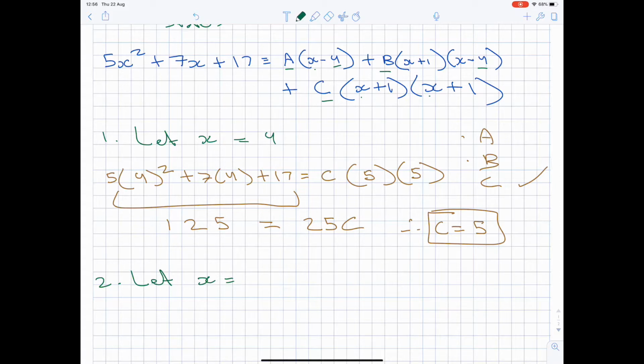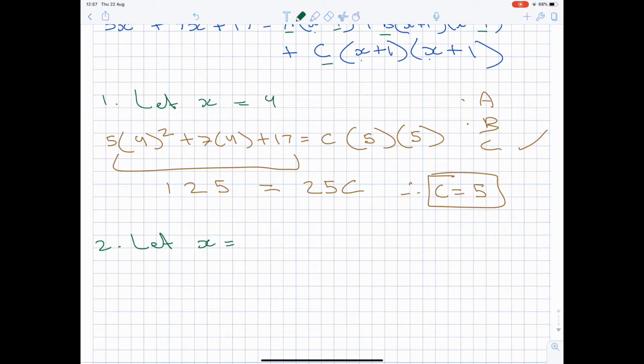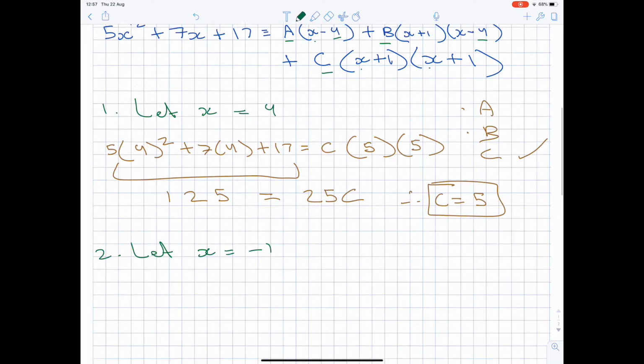So let's say if I put minus 1 in, we can see here that that's going to cancel C out, because when you put minus 1 here, we're just going to get 0. And with the B here, if we put minus 1, that's also going to cancel B out. So we could work out A now if we put minus 1 in. So that's what I'm going to do now. I'm just going to say let X equals minus 1.